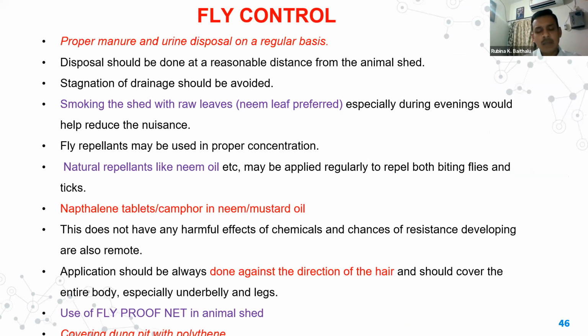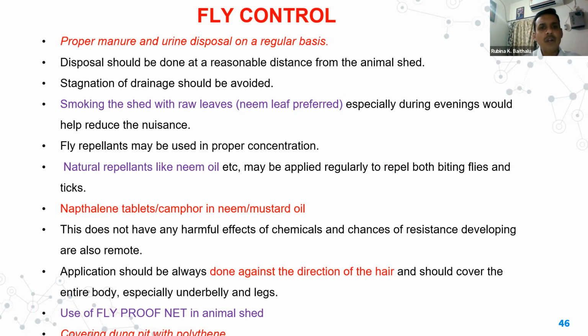As I've already discussed, there are two types of flies: myiasis-causing flies and non-myiasis-causing flies. So control of flies is not that important as far as ectoparasites of sheep and goat are concerned. You only have to take into consideration proper managemental aspects.